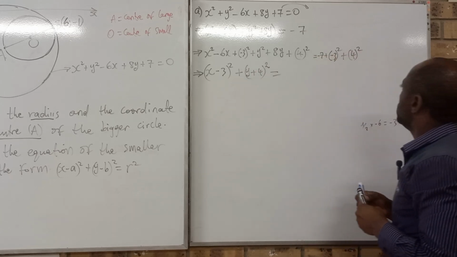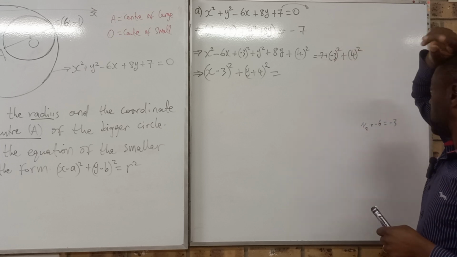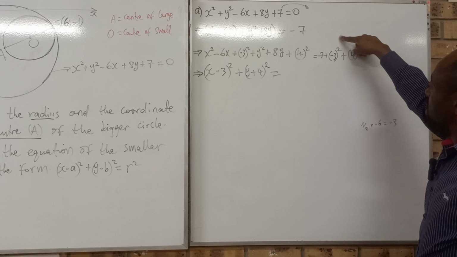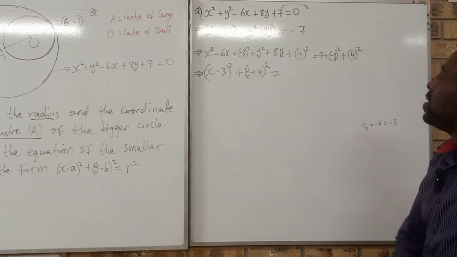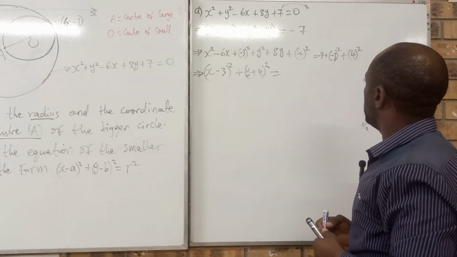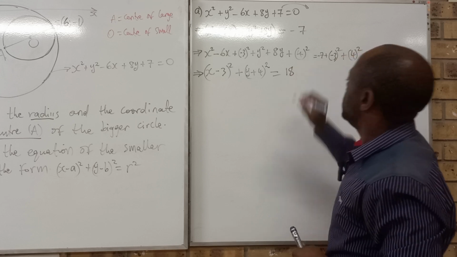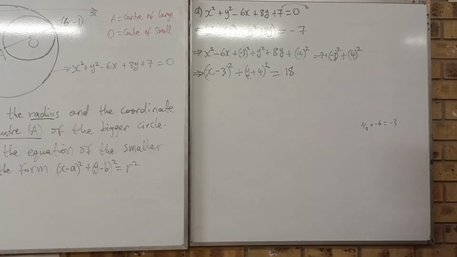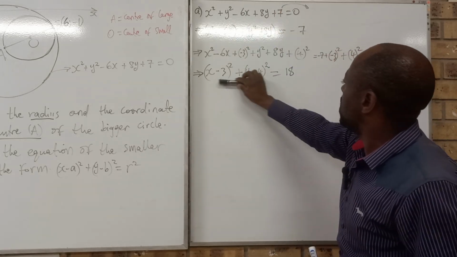Then on the right, I just need to use all of this on a calculator. So this is 9, (-3) squared is 9. This one, 4 squared is 16. 16 plus 9, that gives us 25. 25 minus 7 should give us 18. So this is how my equation of the larger circle will look like in another format.